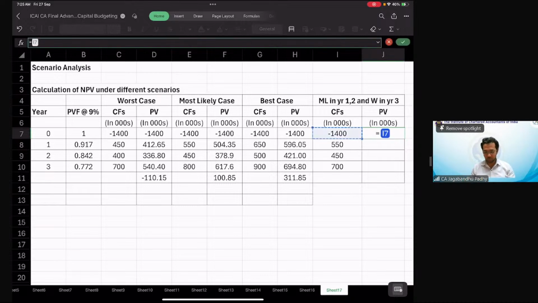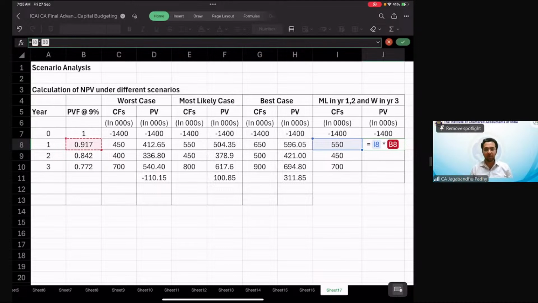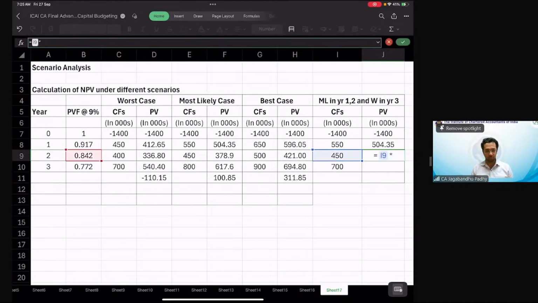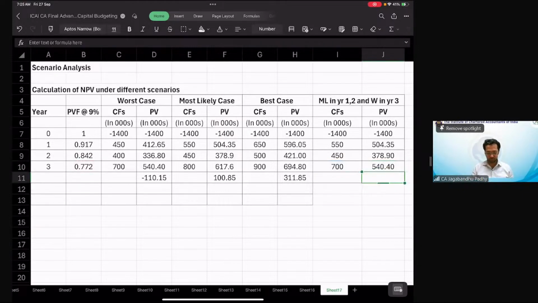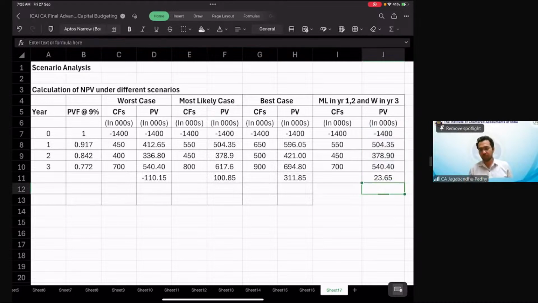Yep. So that's going to be 1400 into the present value factor. Then it's going to be 550 into 0.917. Then 450 into 0.842. Then 500 into 0.77. Then of course you can just take a total of all of this. So that's 23.65. That's the NPV.